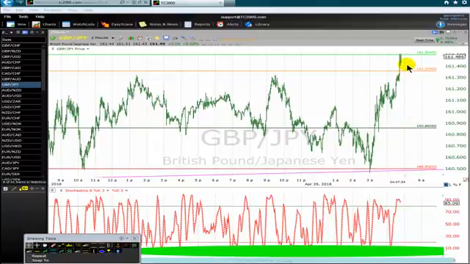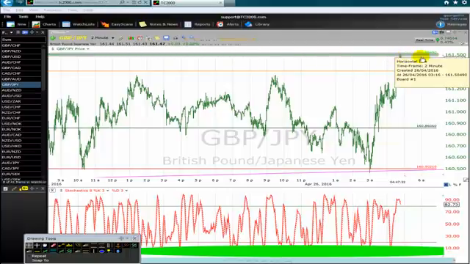Just bought the British pound yen at 16150 at a market price. This is not a limit order. I'm now in this trade. This is a market price, market order, buying the British pound Japanese yen at 16150.